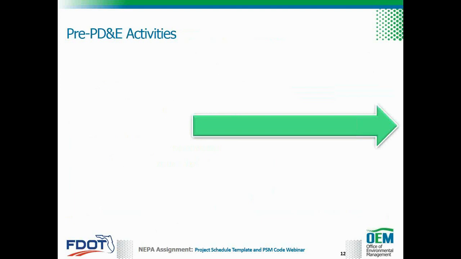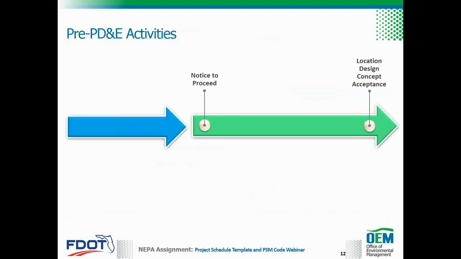While we're adding new PSM codes, there's nothing new in the concept of developing a schedule. Almost every project manager today working on a PD&E study has a schedule that begins with a notice to proceed and ends very close to location, design, concept, acceptance. What is new is that the PD&E PSM codes now cover activities starting from either the SWOT planning or the SWOT strategy meeting all the way to consultant selection.